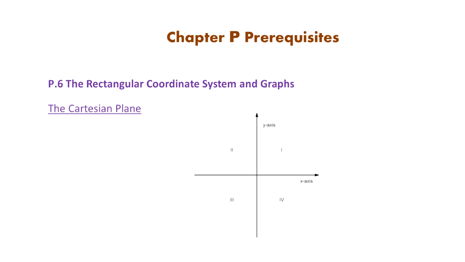I think we finished P5 last time. So we're going to start P6 today. All right. So this is the last section for the chapter on prerequisites, or preliminaries. So we're going to talk about the rectangular coordinate system and the graphs. Okay. So the rectangular coordinate system is also called the Cartesian plane.